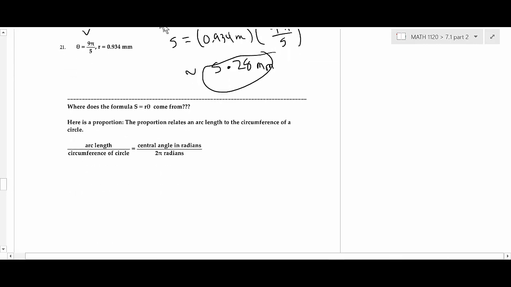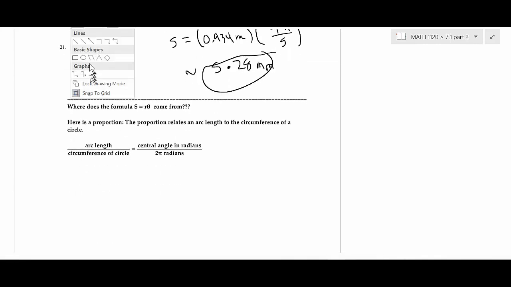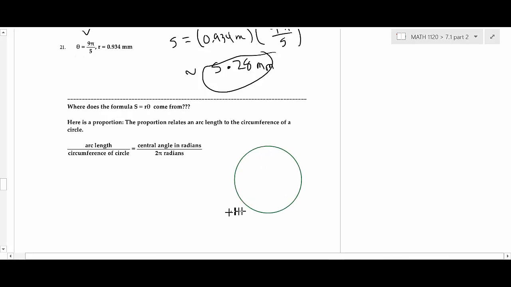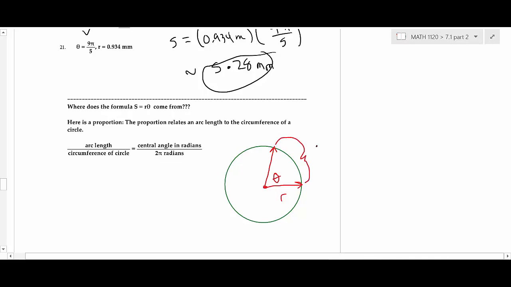I want you to draw a circle kind of at the side so we can represent our variables correctly. There's the center of the circle. That would be the radius. Then let's draw another radius, and that would be theta. We're going to use theta. And then this right here is S. We always use S to represent the length of the arc.